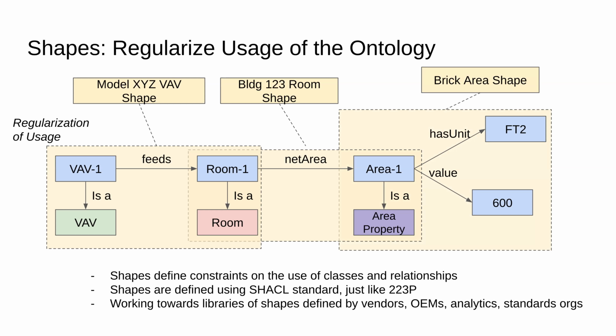and that unit needs to be one of feet squared, meters squared, or something similar. And we're working towards having libraries of these shapes that you could download from OEMs or vendors or analytics libraries or even standards organizations. And this is one of those ways where we're going to be able to bring Brick and 223P close together and make sure that they're consistently used together.